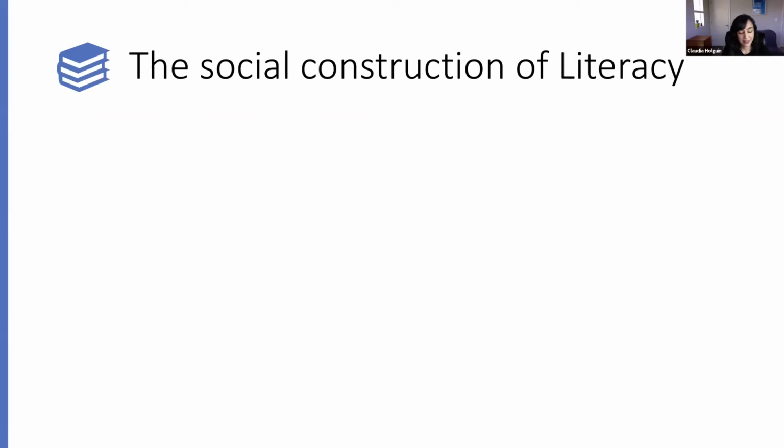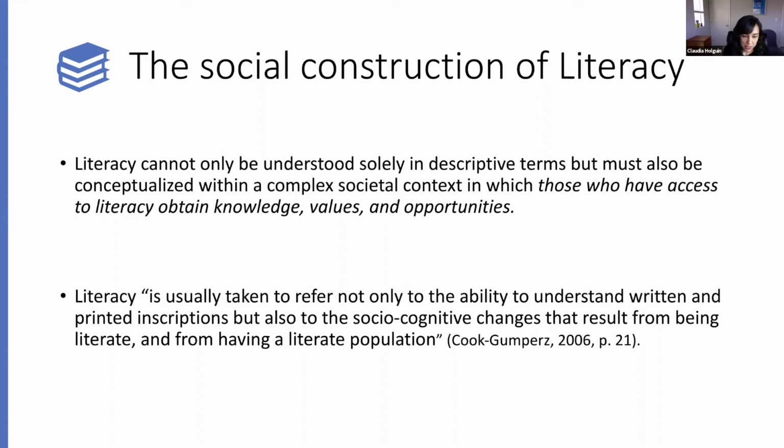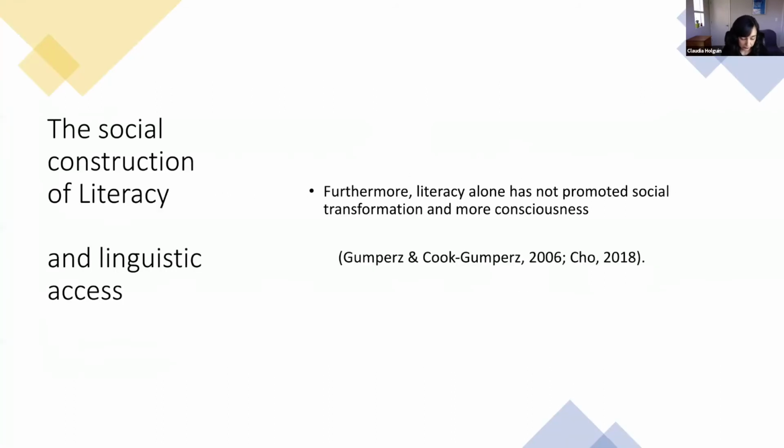This means also that literacy is socially constructed. Literacy cannot be understood solely in descriptive terms, but must also be conceptualized within a complex societal context in which those who have access to literacy obtain knowledge, values, and opportunities. Literacy is usually taken to refer not only to the ability to understand written and printed descriptions, but also to the socio-cognitive changes that result from being literate, from having a literate population. Literacy alone has not promoted social transformation and more consciousness.